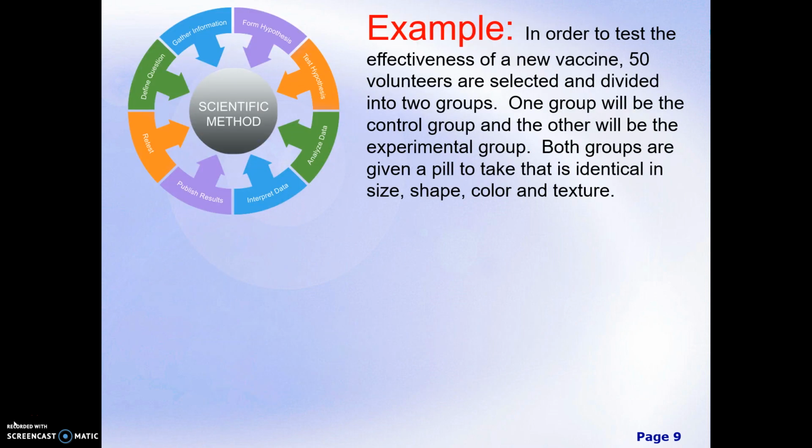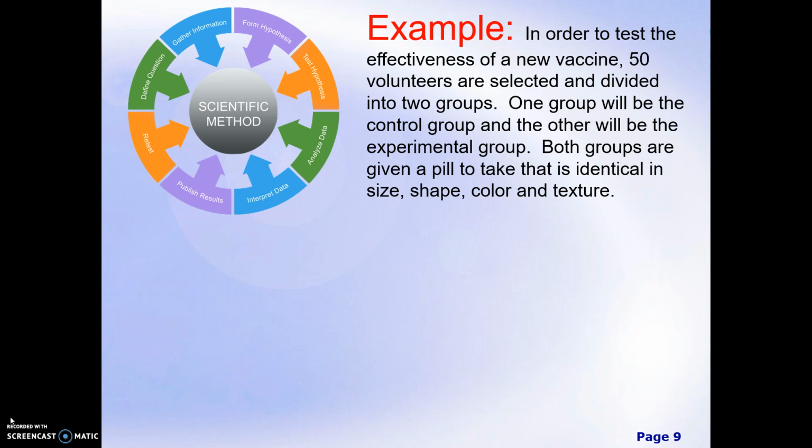So our example here for what a control group is, because this can be a confusing idea for a lot of people. So in order to test a new vaccine, we would have 50 volunteers. That's our pool that we're going to get our data from. So 50 volunteers are selected, and we divide them into 2 groups, half and half. One group is the control group, and the other is the experimental group.